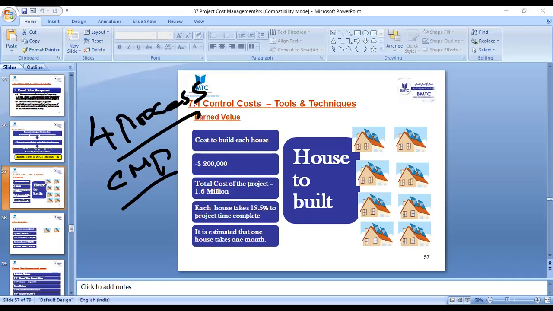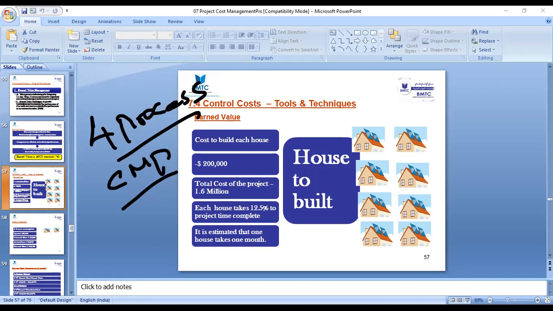So what you are able to define in the cost management plan: you are able to define the unit of measures. So how are you going to measure, what unit will be used for you to measure the cost, right? The unit of measures. Then you're going to define the currency. So what currency will be used for you to do the estimations?